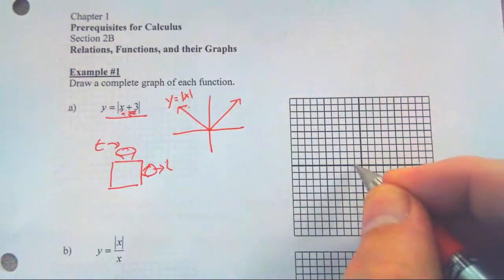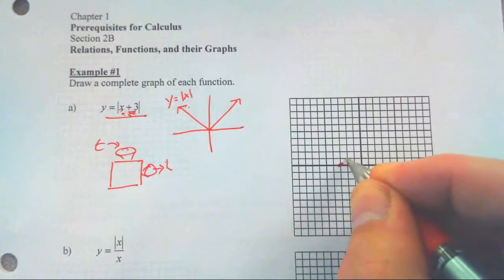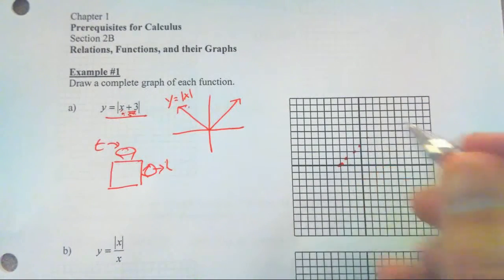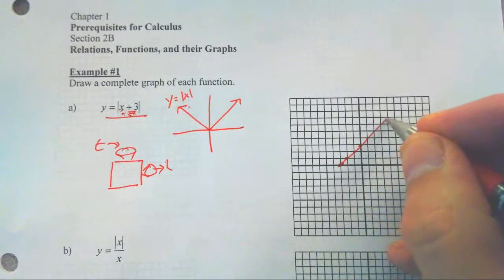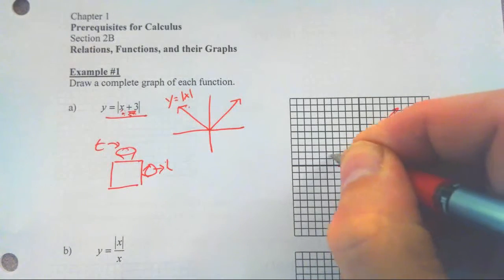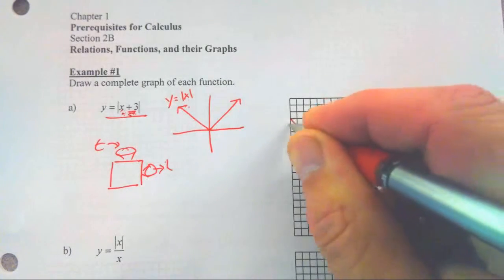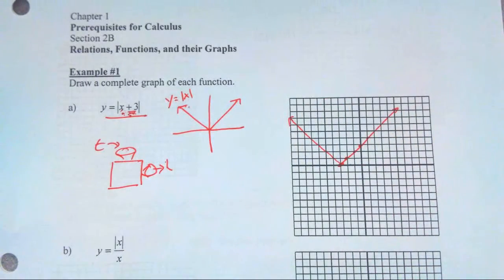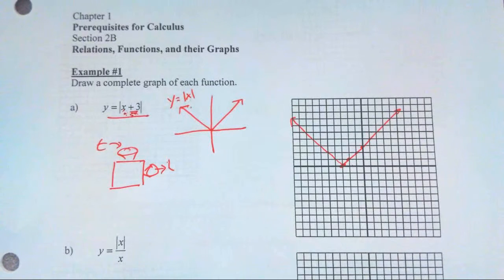So I can just go 3 to the left, 1, 2, 3, and then build my 45s. Up 1 over 1, up 1 over 1, up 1 over 1, up 1 over 1, up 1 over 1. And we could get that from t-charting as well if we had to. But if I don't have to t-chart, I'm not going to t-chart.